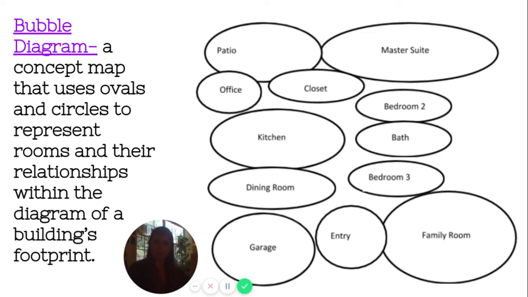So here is an example of what a finished one would look like. The size of the circle represents about how big the room is. Where there are gaps between things, ideally that would mean that there's a hallway or a nook or an alcove or something. Not always, but it could mean that. Depends on what your style is.